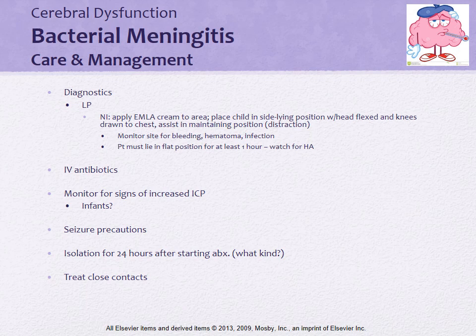And then in kids, the same thing. Adolescents, I mean. They're going to be on isolation for 24 hours after starting antibiotics. What kind of isolation do you think they would be on? It's going to be droplets. They'll be on droplet isolation for at least 24 hours. Typically, they'll leave them on there longer, just as preventative, just to make sure. They'll be on seizure precautions because, of course, if your brain is affected and ICPs are affected, you're at risk for seizures. And then they will treat close contacts. So anybody who's been in contact with this child, they'll be treated as a preventative to make sure they don't get it as well.